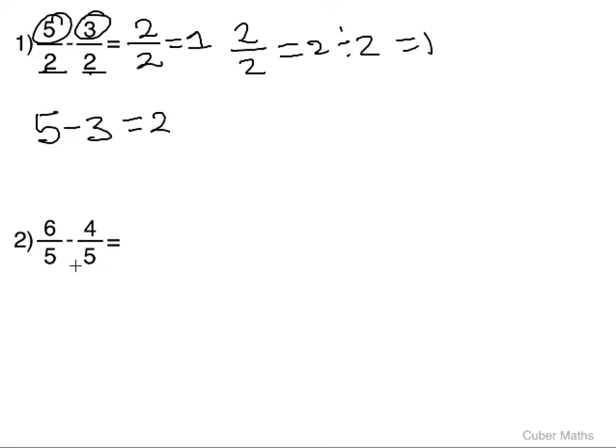Here we have our second problem, and it says 6 over 5 take away 4 over 5. And now if we look at the denominator again, they're both the same number. So on the right hand side of the equals, all we're going to write is over 5, because we don't need to do anything to them.